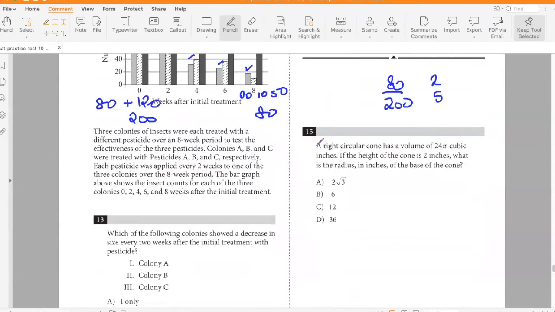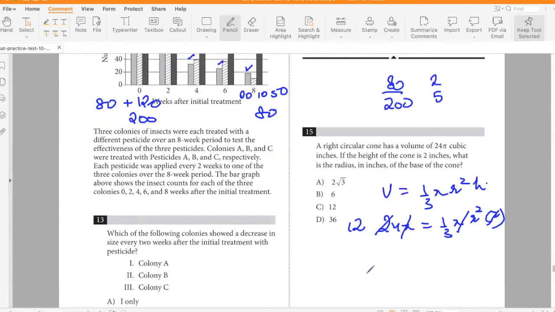A right circular cone has a volume of 24 pi cubic inches. If the height of the cone is 2, what is the radius of the base of the cone? So volume of a cone is 1 by 3 pi r squared h. So 24 pi is 1 by 3 pi r squared times 2. So pi and pi cancel, 2 multiplies into 12. So r squared is 36, so radius is 6.